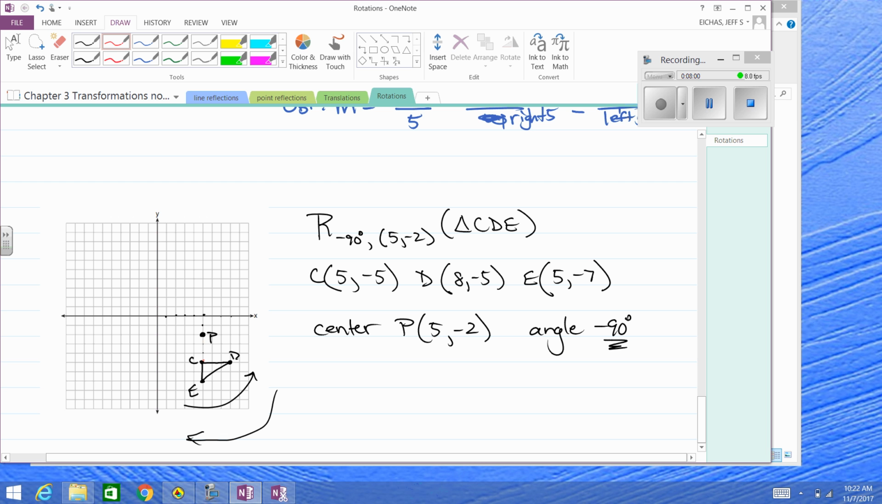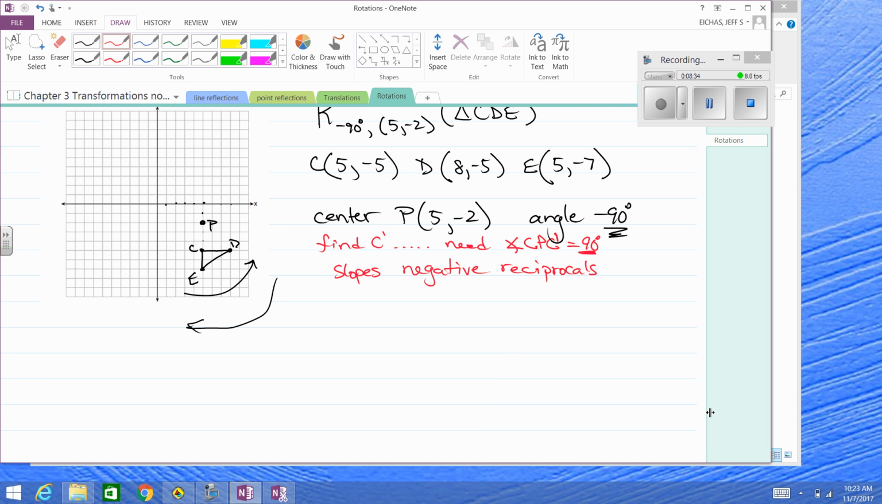So I have to think to myself, okay, to find C prime, what's the concept? Well, I need the angle C to P to C prime to equal 90 degrees. How do we do that on a graph? On the graph, for 90 degrees only, slopes must be negative reciprocals. All right, so that's, again, the same concept. That's never going to change, and we do that in a lot of cases.